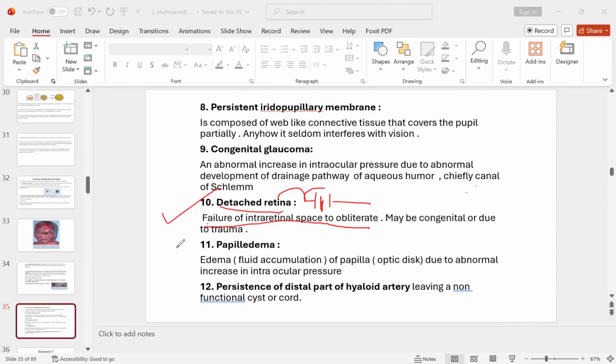So now let's move to papilledema. Papilledema means edema of papilla. Papilla is also known as optic disc, and this edema is due to abnormal increase in the intraocular pressure. So now let's move to the persistence of the distal part of the hyaloid artery. If the distal part of the hyaloid artery persists, this will leave a non-functional cyst or cord in the eye of an adult.